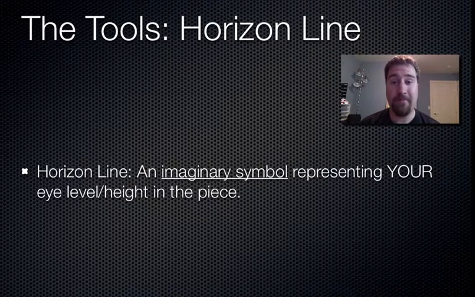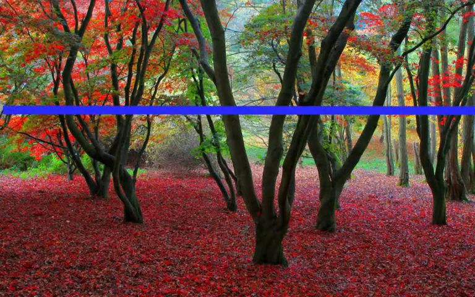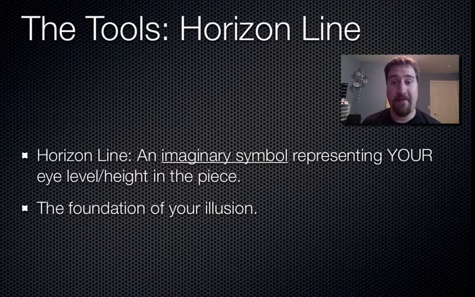Let's look at the first tool, the horizon line. The horizon line represents your eye level, your height in the piece. The horizon line is an imaginary symbol. It doesn't exist in the drawing at all. The horizon line is also the foundation for the entire illusion in your work.